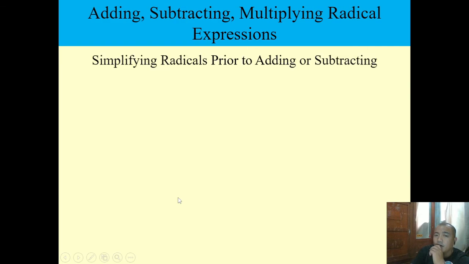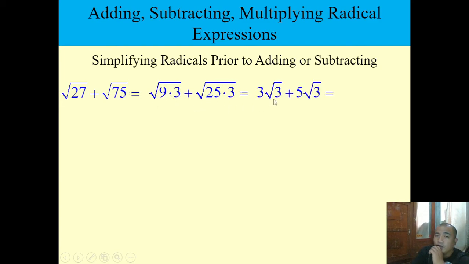Simplifying radicals prior to adding or subtracting. Before we add square root of 27 plus square root of 75, since they are not like radicals, meaning they do not have the same radicand, let us first factor 27 and 75 to see if they will have the same radicand. Therefore, we can add them afterwards. For 27, 9 times 3. For 75, 25 times 3. So we have 3 square root of 3 plus 5 square root of 3. So they are like radicals now, and we can combine them. 3 plus 5 is 8 square root of 3.